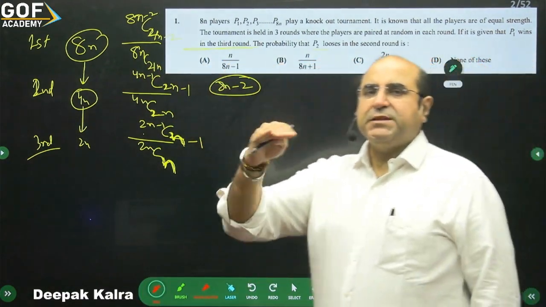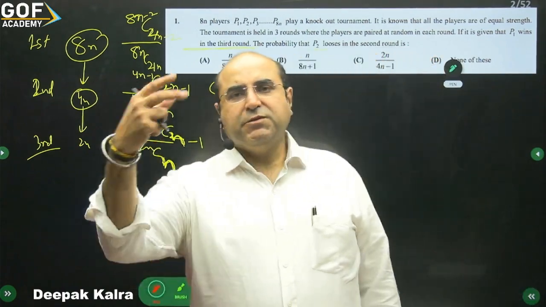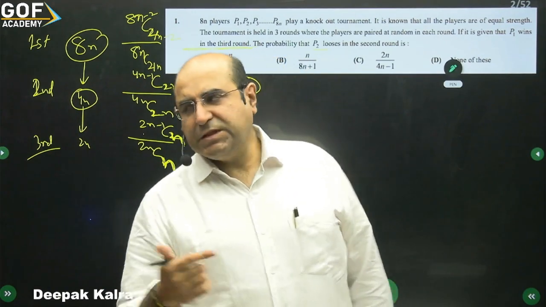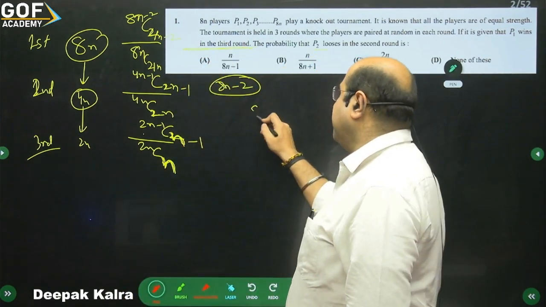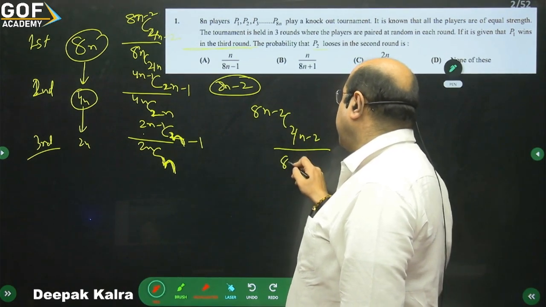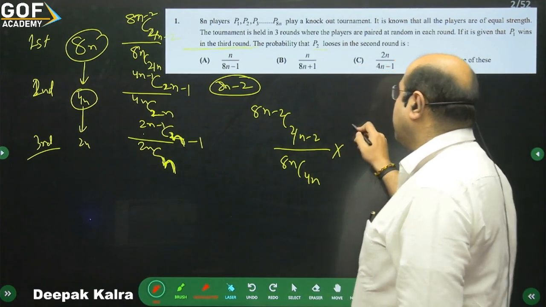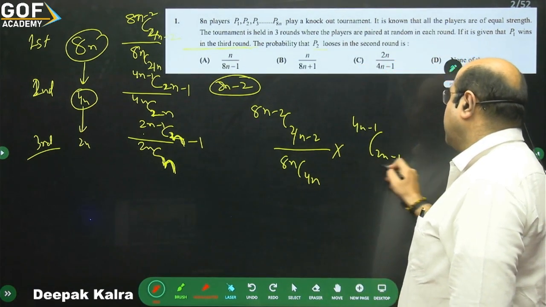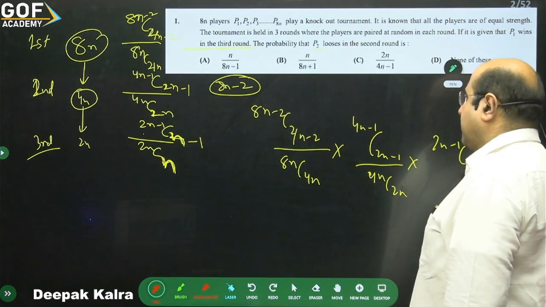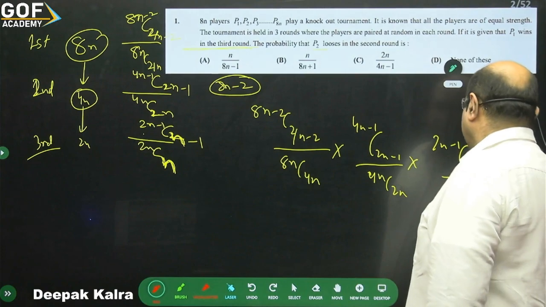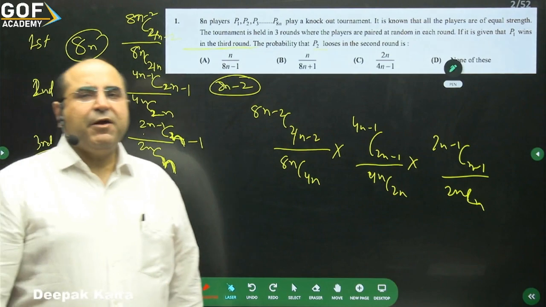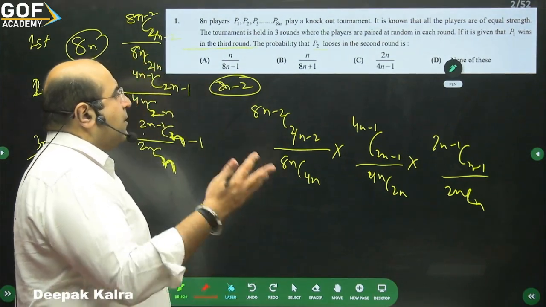Because every time the things are getting halved, you need to select half, winning 1, losing 1. Knockout game. So this is the thing. You need to multiply all of them. I think you can do it now. Just multiply them, get the answer. You will find it. And there is another way of doing it, a smart way, which is to take n as some random value.